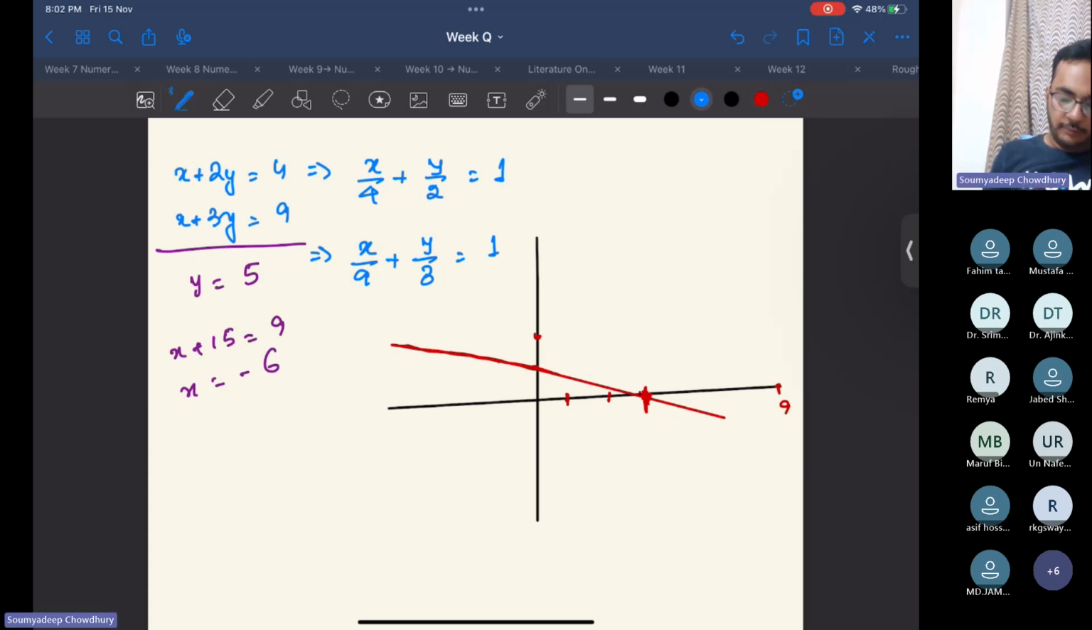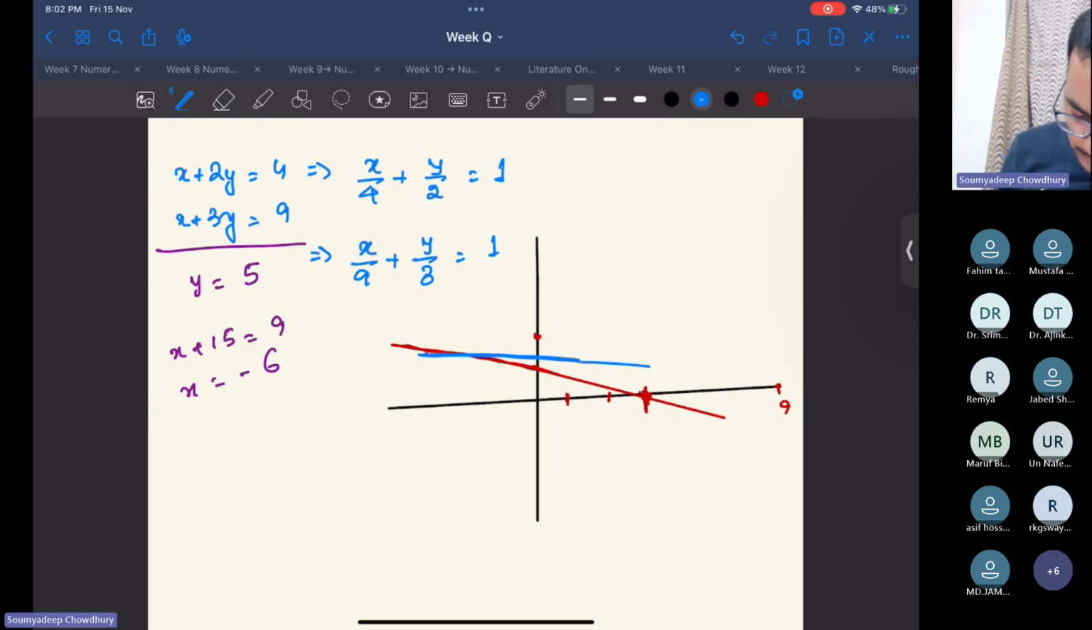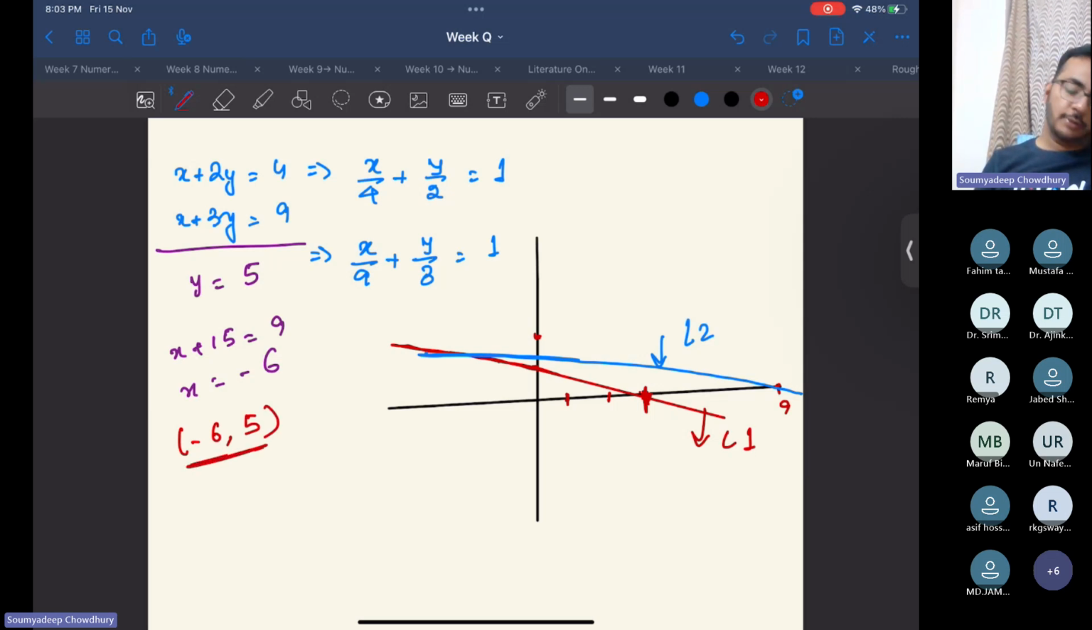If I try to plot this equation, it may not be accurate. It will be something like this. So the line will be passing like this. This is my line 2 and this is my first line. So what is the solution you obtain? It is minus 6 comma 5. So graphically, how can you obtain the solution? It is the intersection point of the two lines. That is the solution of that particular equation. So it is basically minus 6 comma 5.